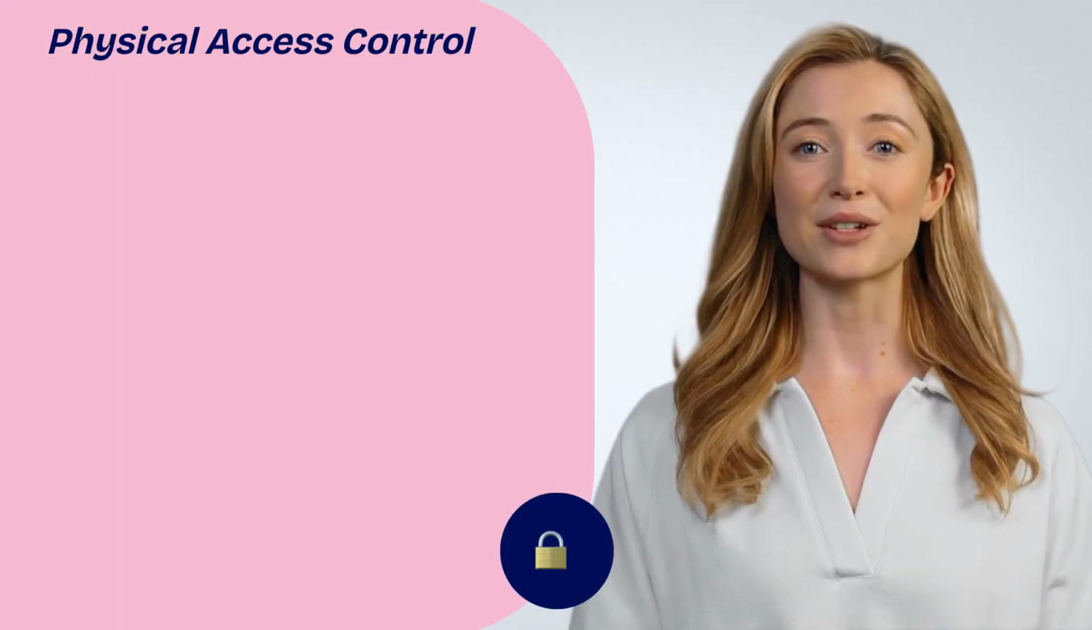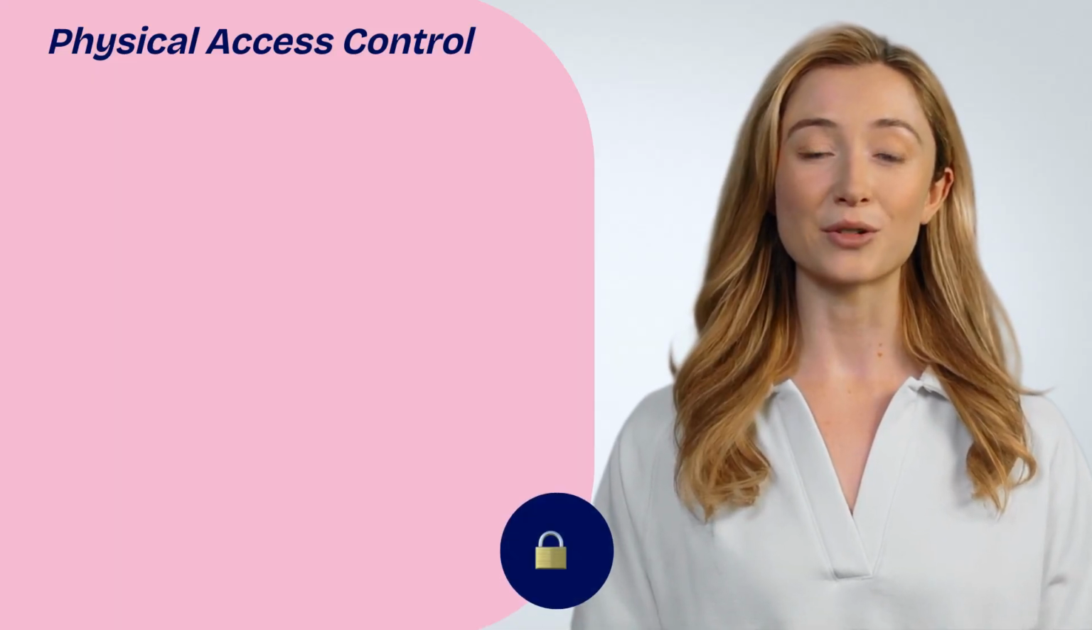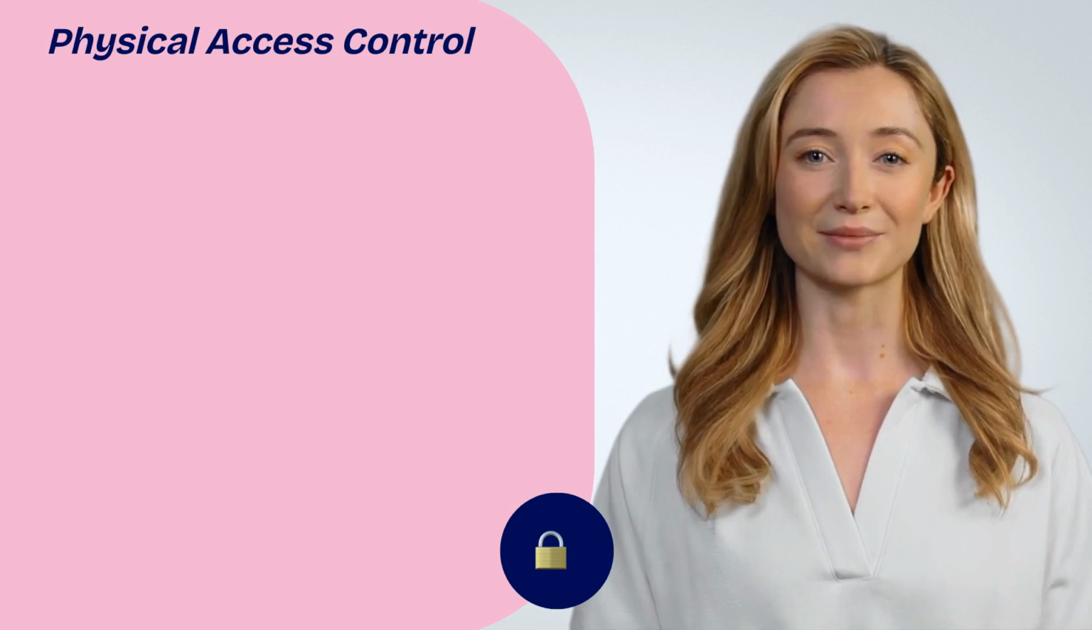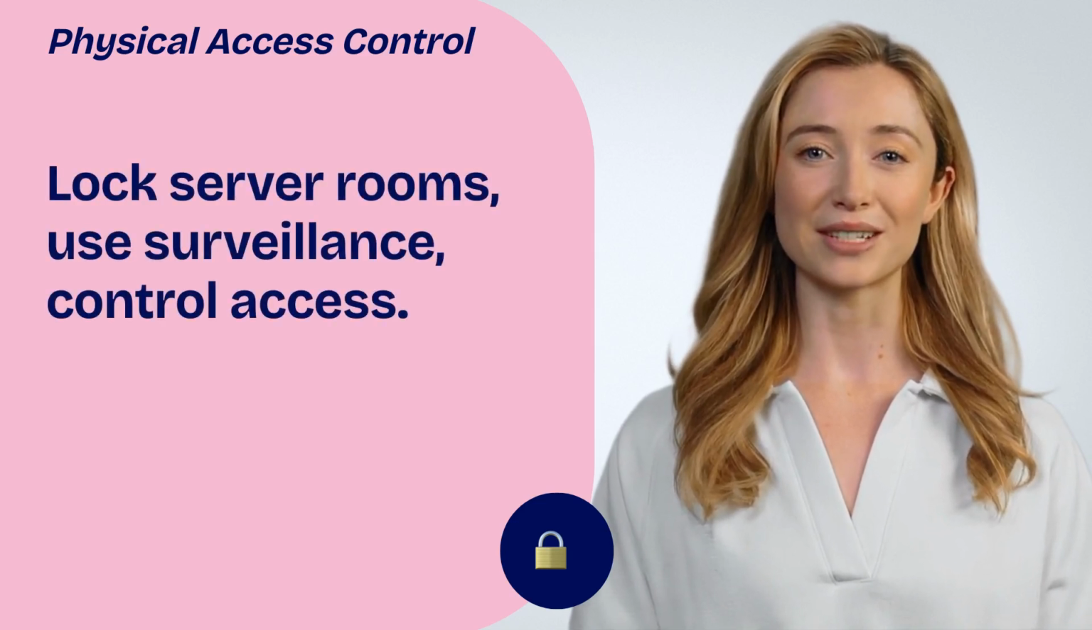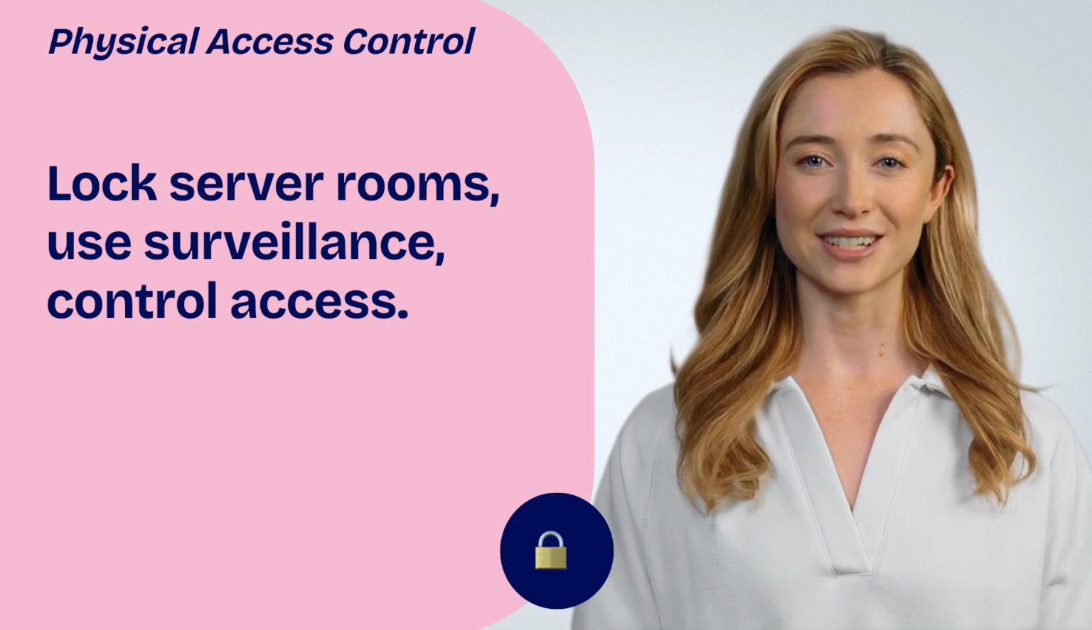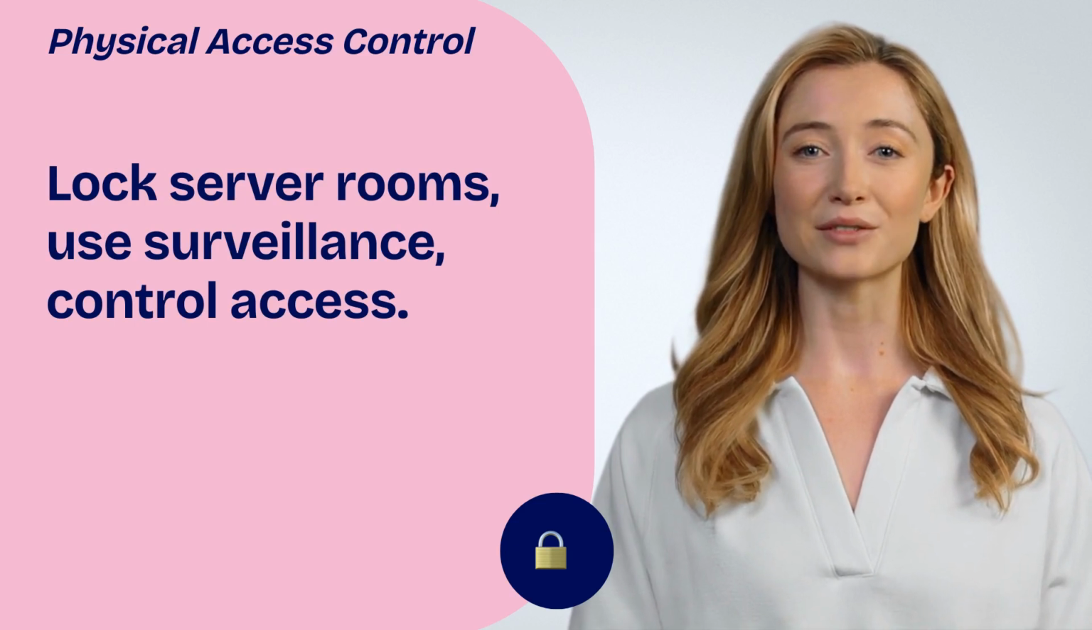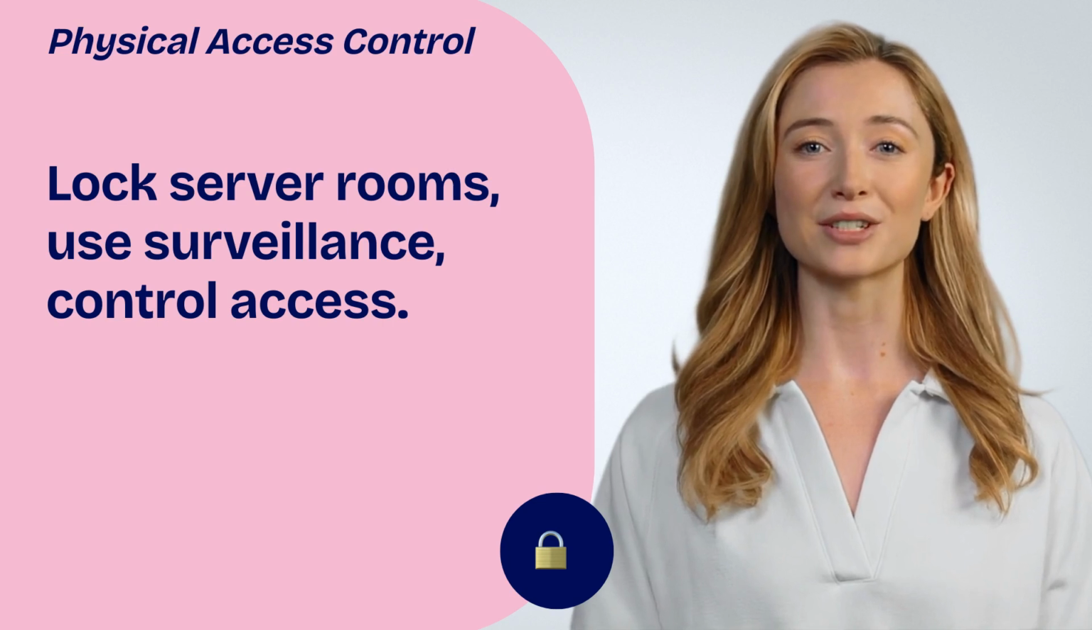Physical access control. If your network equipment is in an unsecured room, anyone could walk in and mess with it. Lock your server rooms, use surveillance, and control who has access with keycard systems. Consider biometric access for critical infrastructure to add another layer of security.